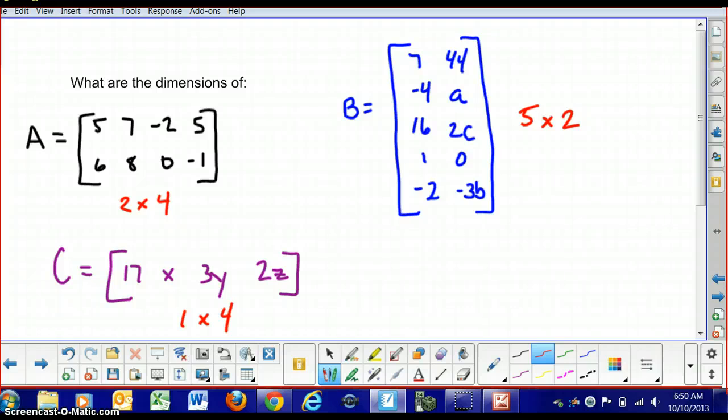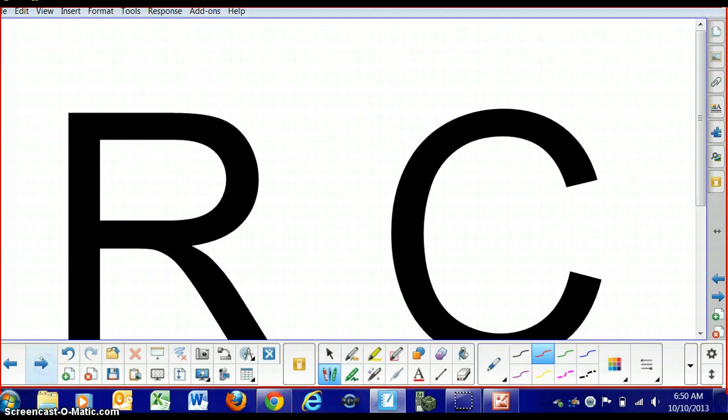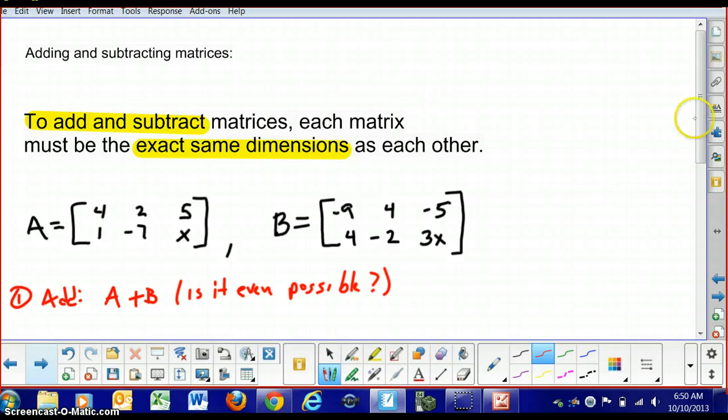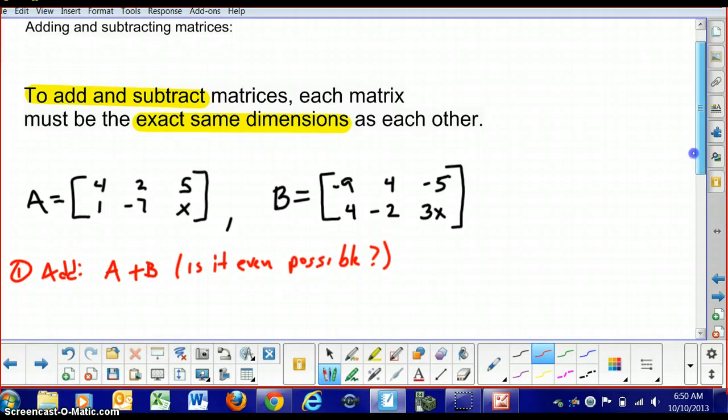RC, rows, columns. Also notice that whenever you give a matrix a name, you call it a name with a capital letter, capital B, capital C, capital A. So matrices are named with capital letters. RC. Okay, now on to the next portion, which is adding and subtracting matrices.